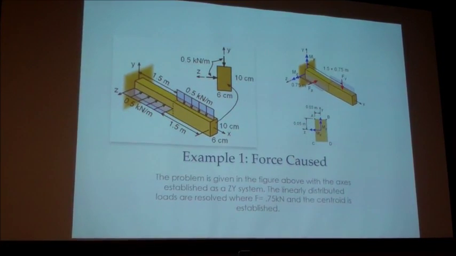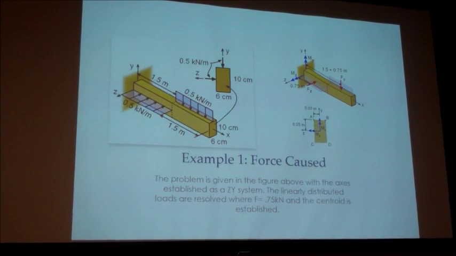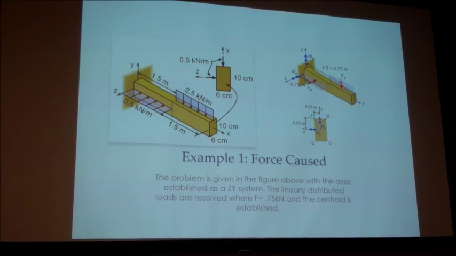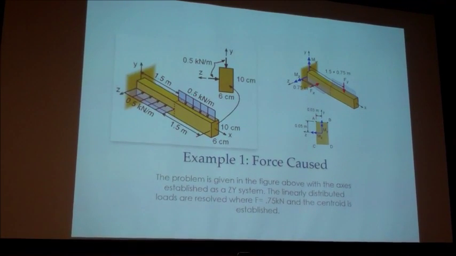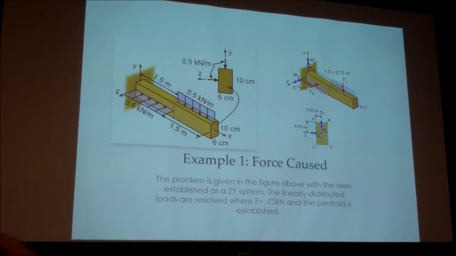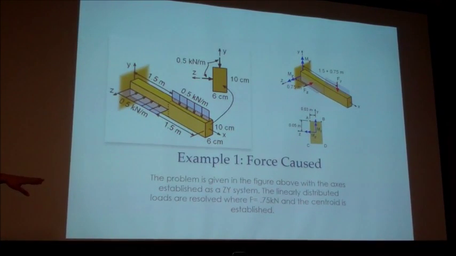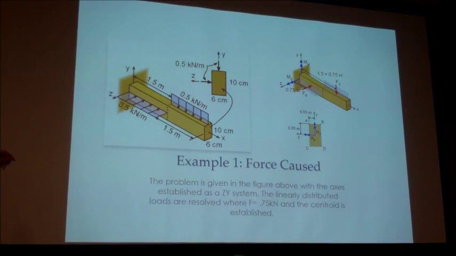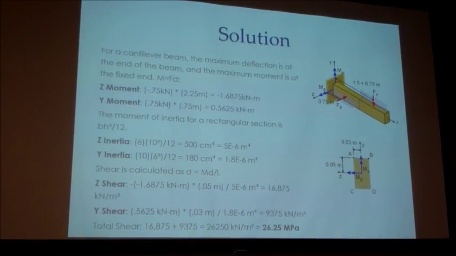It's already broken down into two separate loads in the Z and the Y axis with the cross section shown, and of course we know how to make a distributed load a point load, as it is over on the far right. And the locations on the cross section right there are for later, whenever we actually calculate the maximum tensile and compressive shear stress.